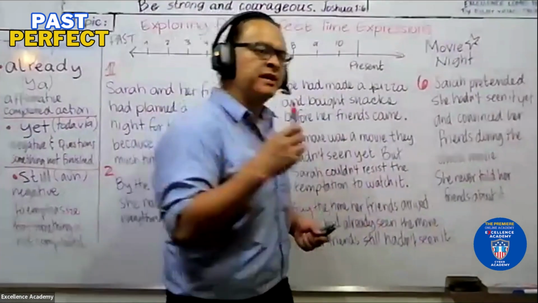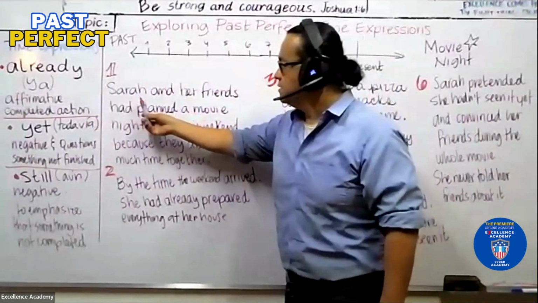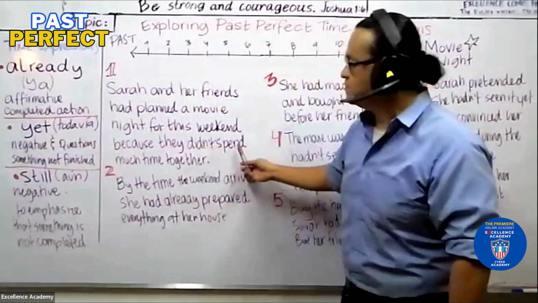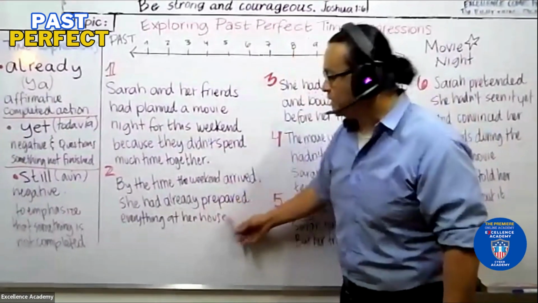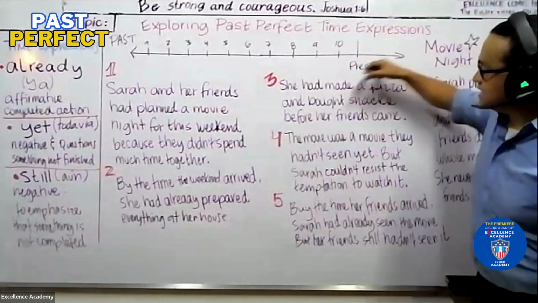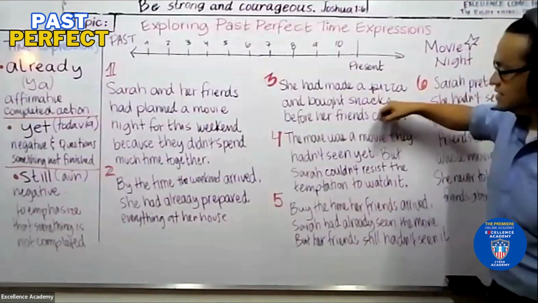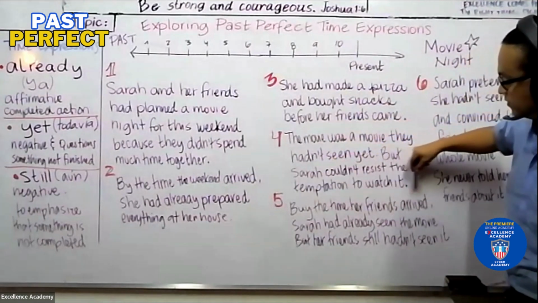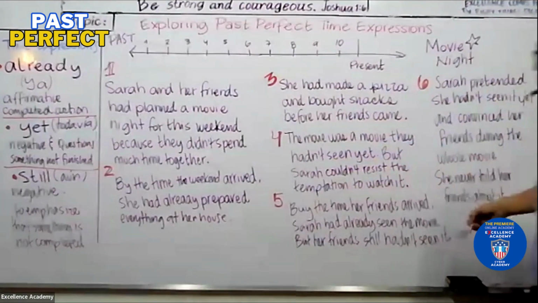Okay, great. Now let's read it a little bit faster, starting here at number 1. Sarah and her friends had planned a movie night for this weekend because they didn't spend much time together. By the time the weekend arrived, she had already prepared everything at her house. She had made a pizza and bought snacks before her friends came. The movie was a movie they hadn't seen yet, but Sarah couldn't resist the temptation to watch it. By the time her friends arrived, Sarah had already seen the movie, but her friends still hadn't seen it.